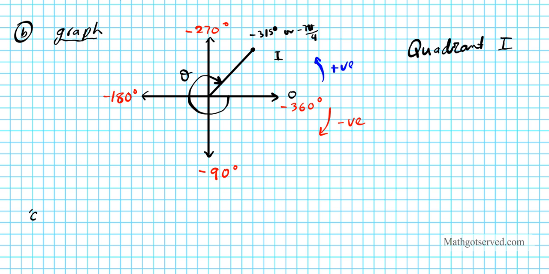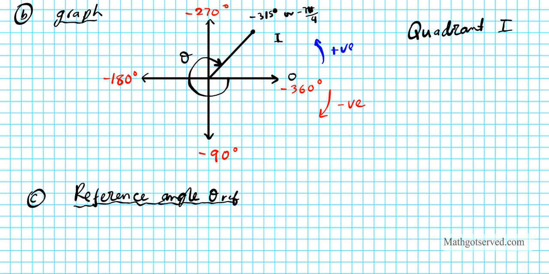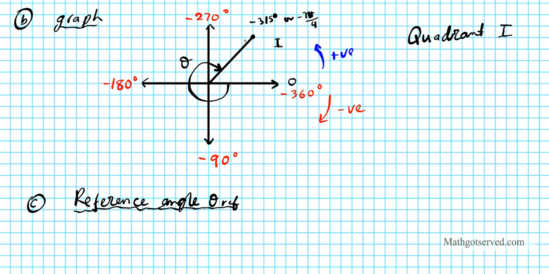Okay, now let's take a look at the C part, where we have to find the reference angle. So C is a reference angle. All right, reference angle again is the angular measure from the terminal side to the closest x-axis. Okay, so this is the terminal side. Which x-axis is closest to it? This is a positive x, right? This is too far. So since this is the closest x-axis, the reference angle is going to be this angle measure right here.